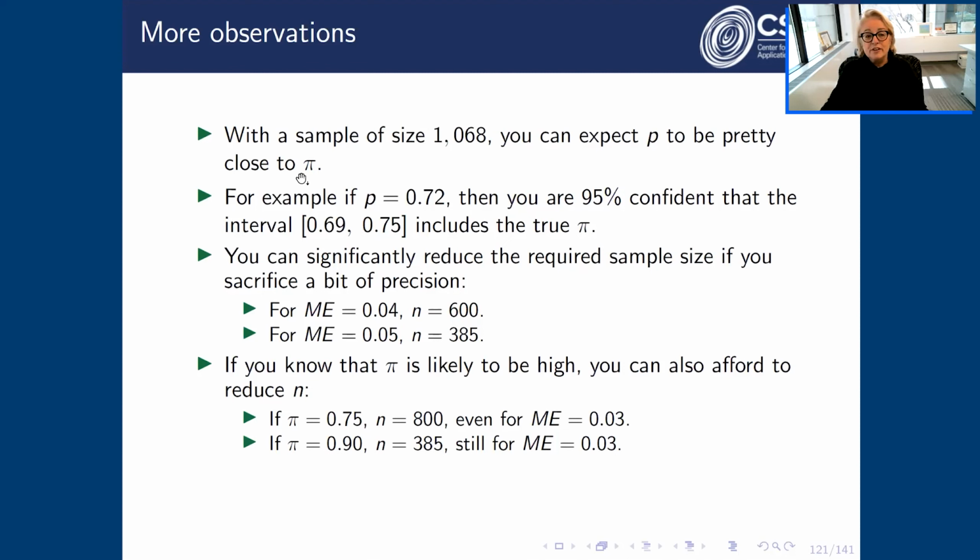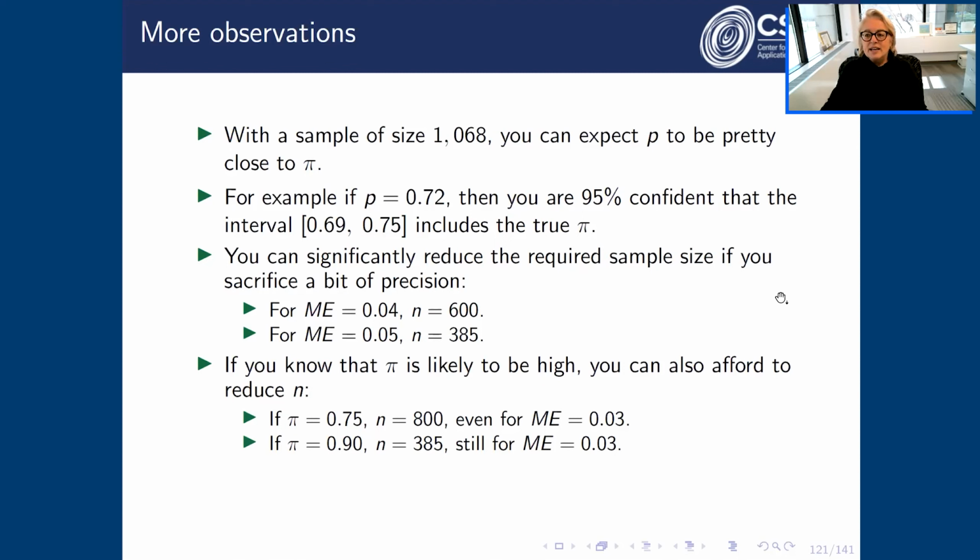So if you have a sample size of 1,068, you can expect p to be pretty close to pi, in fact no further out than plus or minus 0.03. And so, for example, if p was 0.72, you are 95% confident that the interval 0.69 to 0.75 actually includes the true pi. But 1,000 is a pretty large sample.